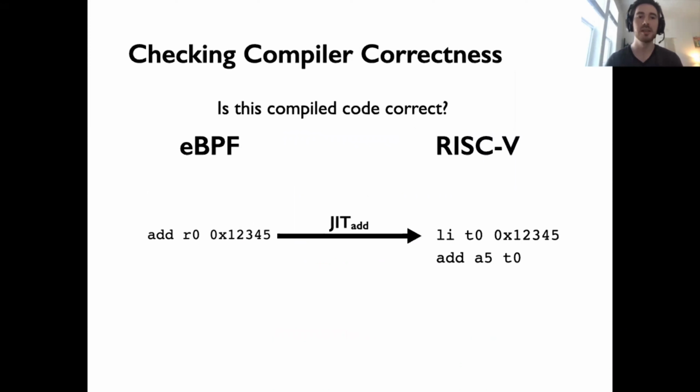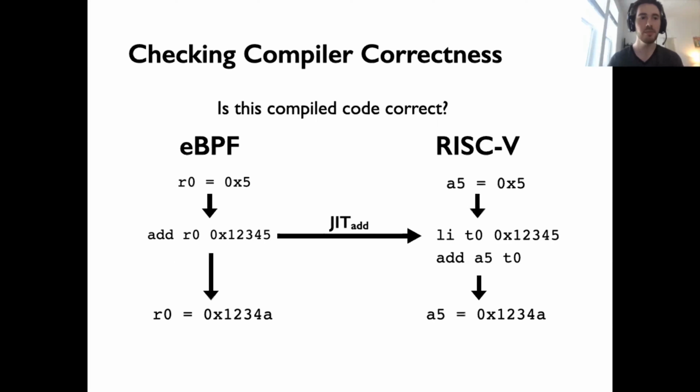Before we dive into metasketches, let's assume that we've already found a candidate compiler. How do we know if the candidate is correct? For example, suppose we've compiled this single add instruction. We can test the equivalence by starting with equivalent states, then checking to see if the resulting states are equivalent. In this case, they are. In reality, we want to be sure of equivalence for all starting states.